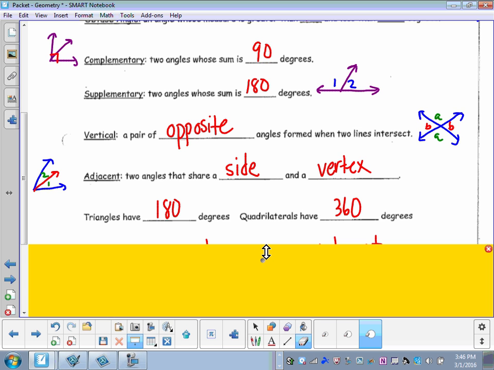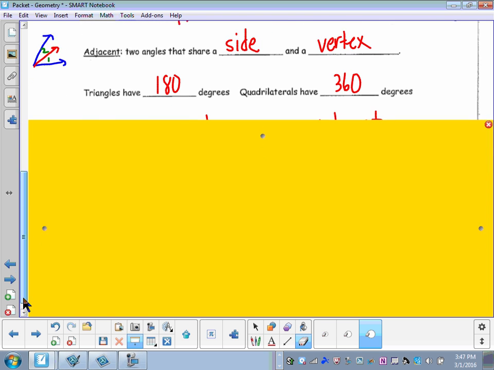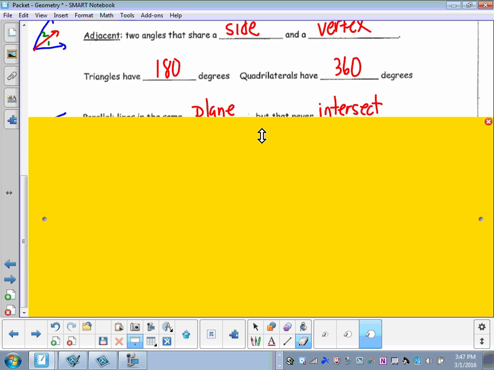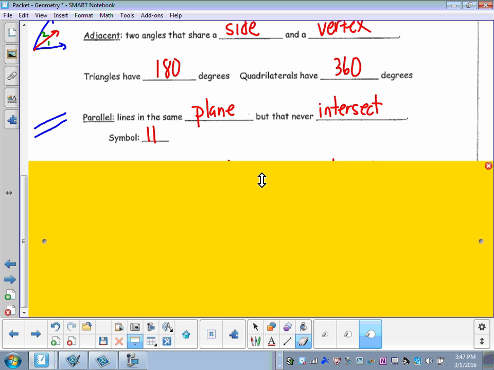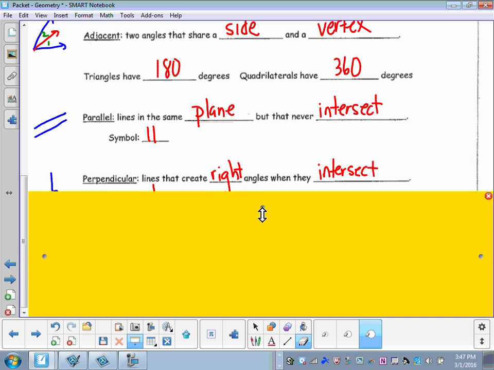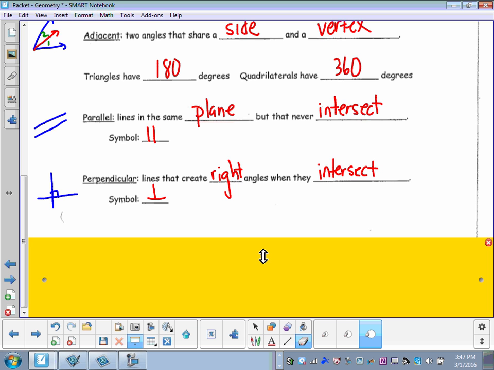We'll also keep in mind that triangles have 180 degrees and quadrilaterals have 360 degrees. And we'll also be talking about line relationships. We'll be talking about parallel lines, and those are lines that lie in the same plane but never intersect. And their symbol is a small pair of parallel lines. And the other line relationships we'll be talking about are perpendicular lines. Those are lines that create right angles when they intersect. And this symbol is an upside down T.